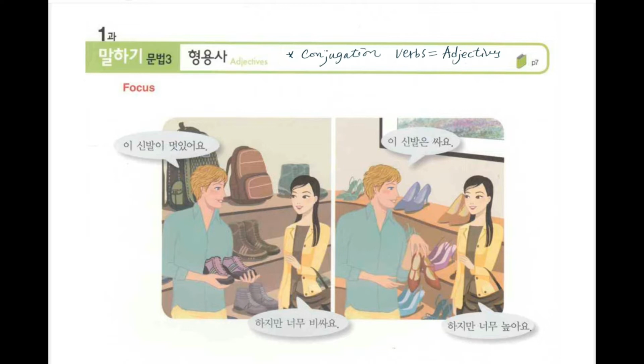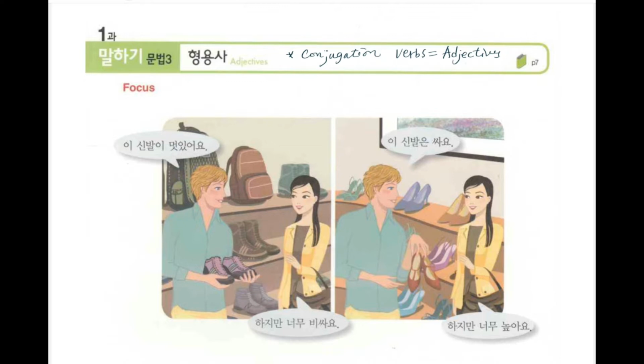Dialogue 한번 볼까요? Andy says, 이 신발이 멋있어요. 따라하세요. Repeat after me. 이 신발이 멋있어요. 하지만 너무 비싸요. 이 신발은 싸요. 하지만 너무 높아요. Very good. So this time we're going to practice how to conjugate those adjectives, which is not different from conjugating verbs.